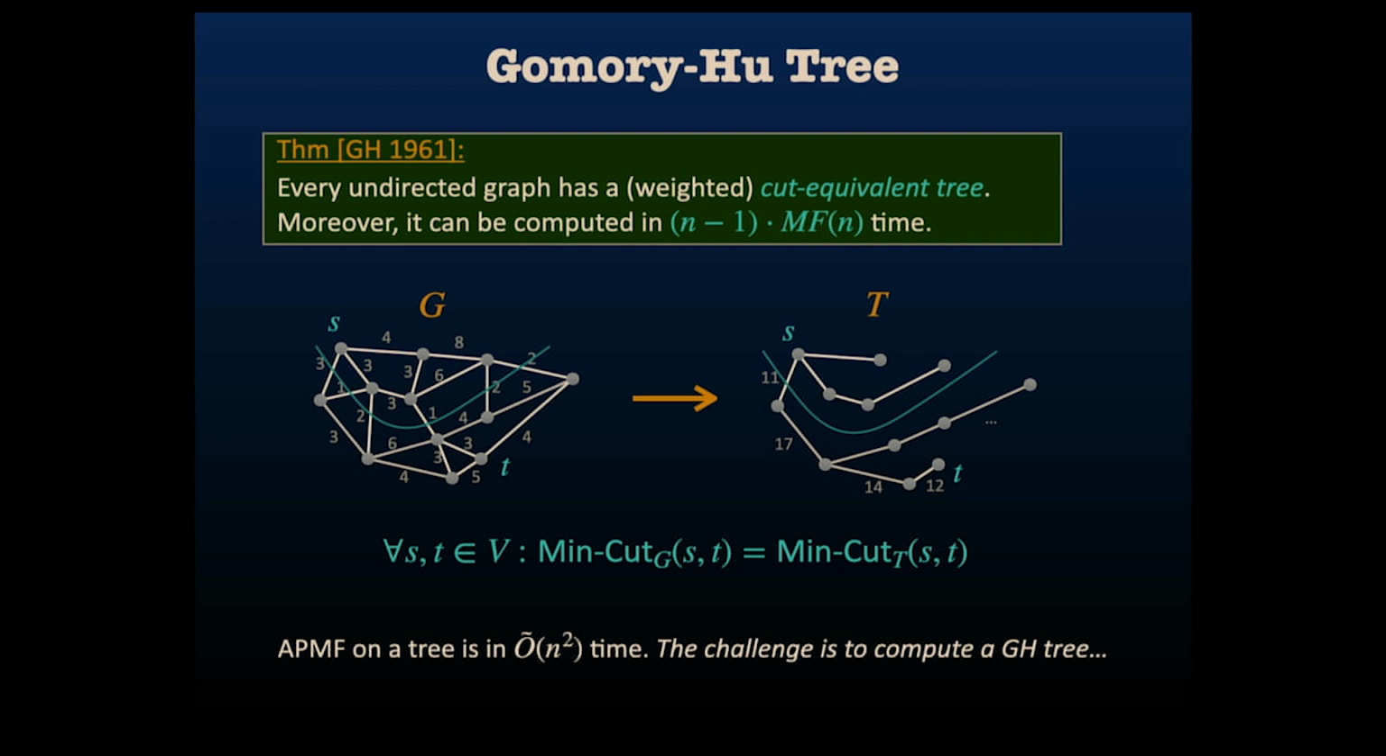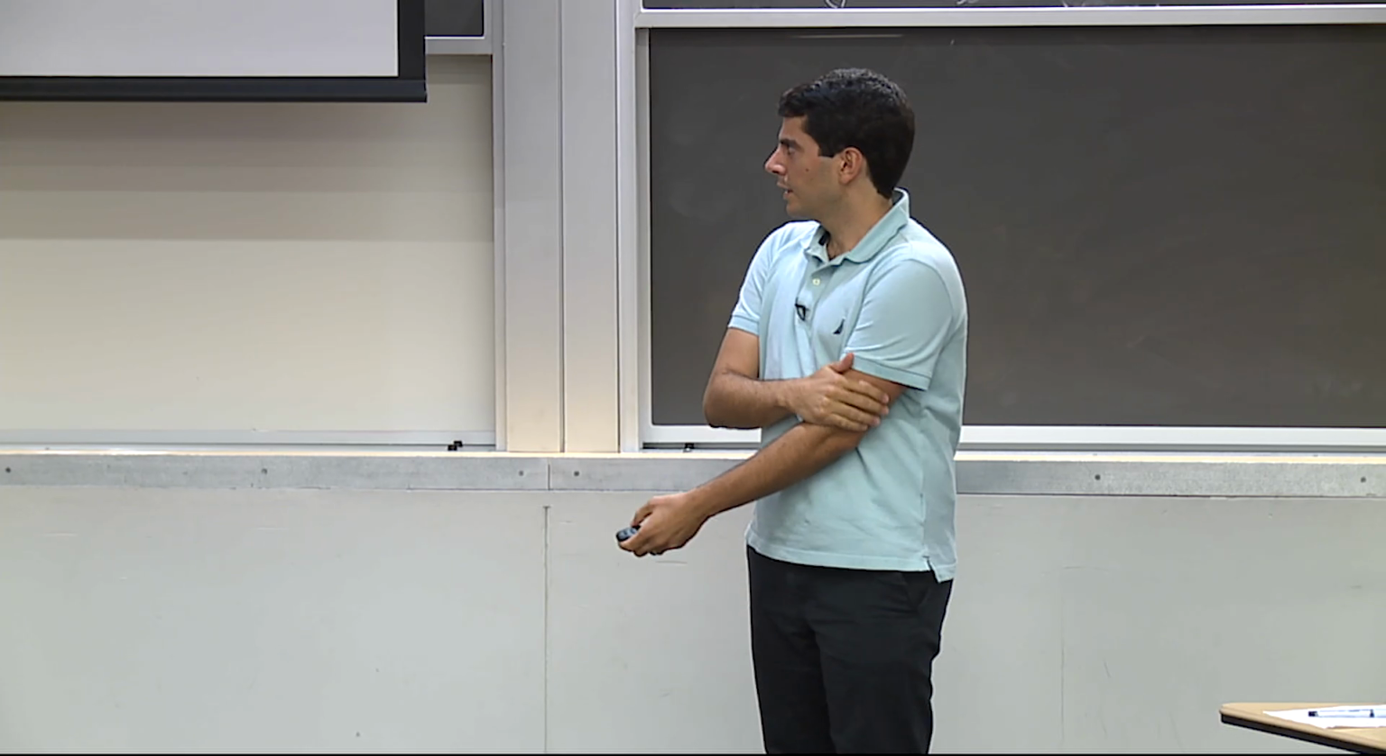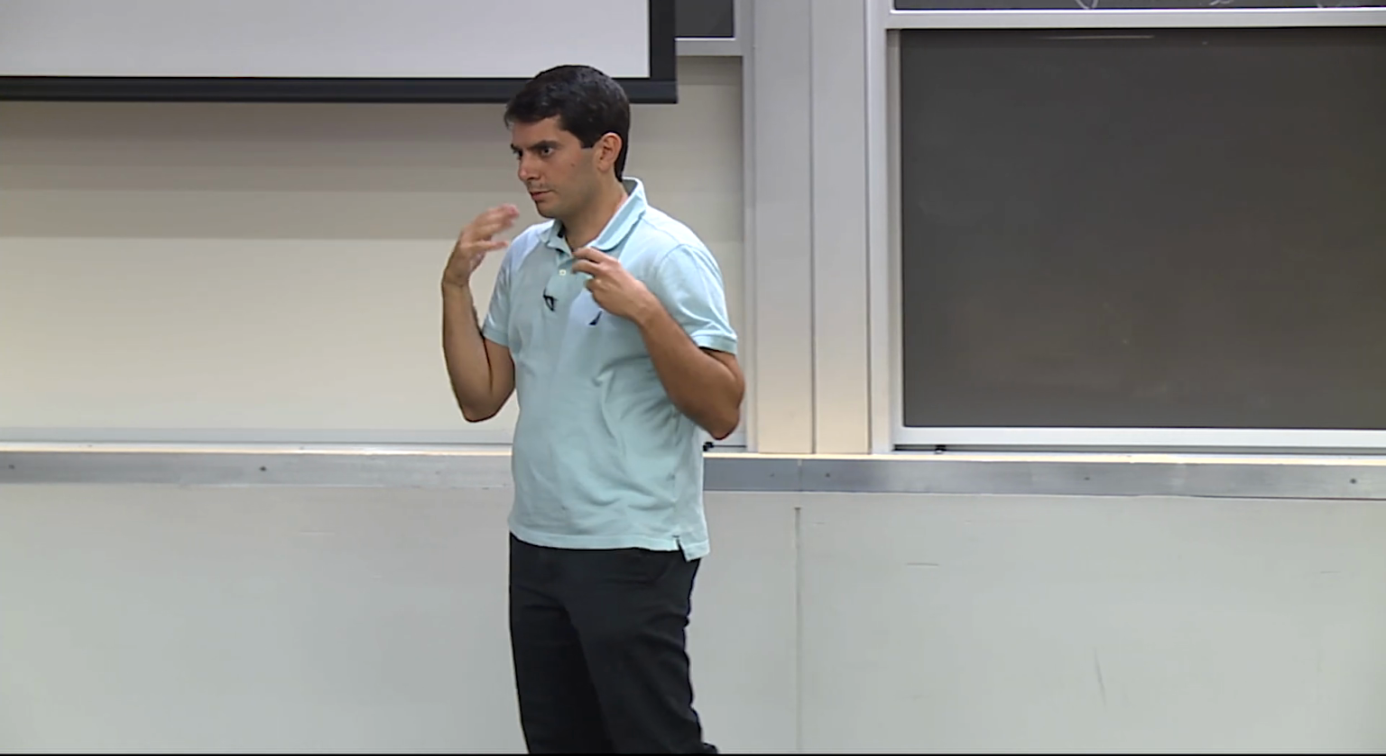The proof is algorithmic. You start with a graph, you pick a pair, you compute the minimum cut. This defines a partition. Then you pick another pair, you partition, and so on. In the end, you get a tree. So by the same proof, they gave an algorithm with this running time. And for us, we want to solve the all pairs max flow problem.